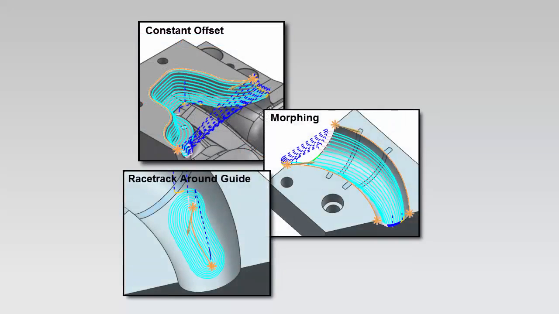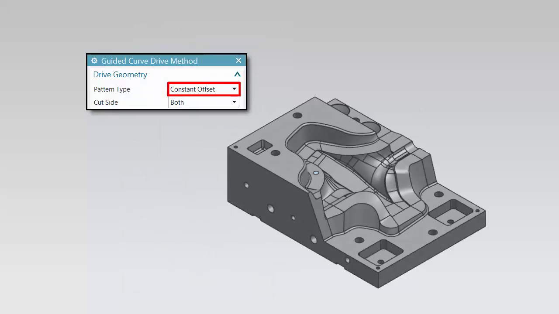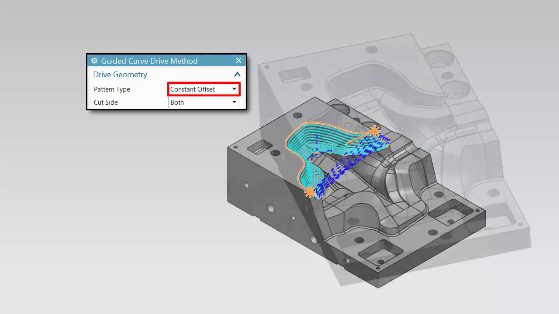Here, we show the three cut pattern types to illustrate the differences. Constant offset is the first pattern type. You can select any curve as the guide. The step-over follows the containment to create the cut pattern.